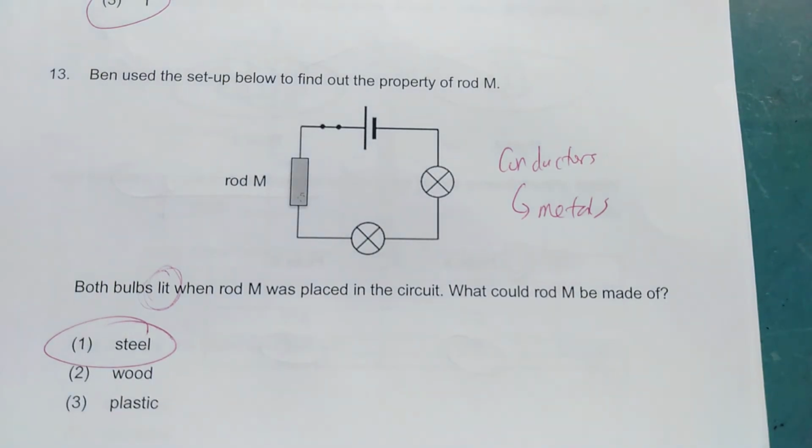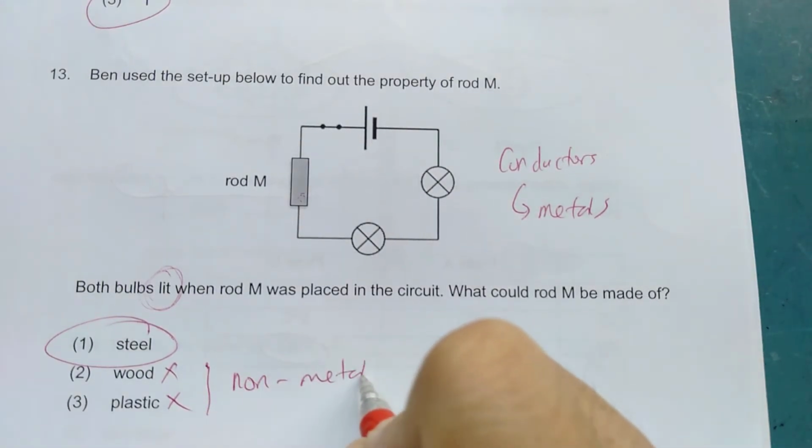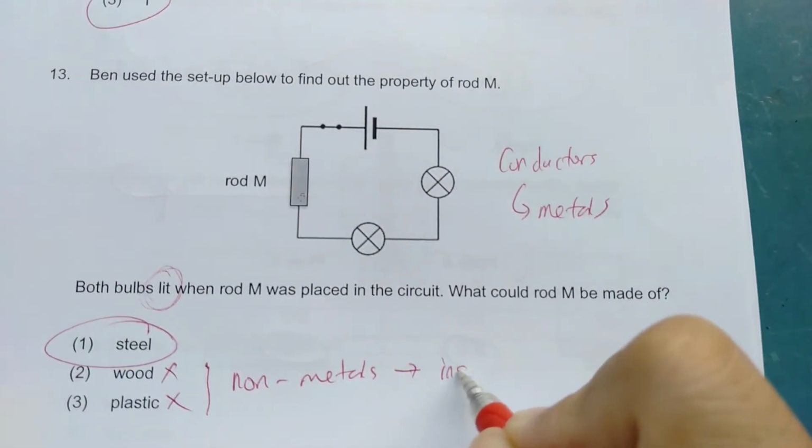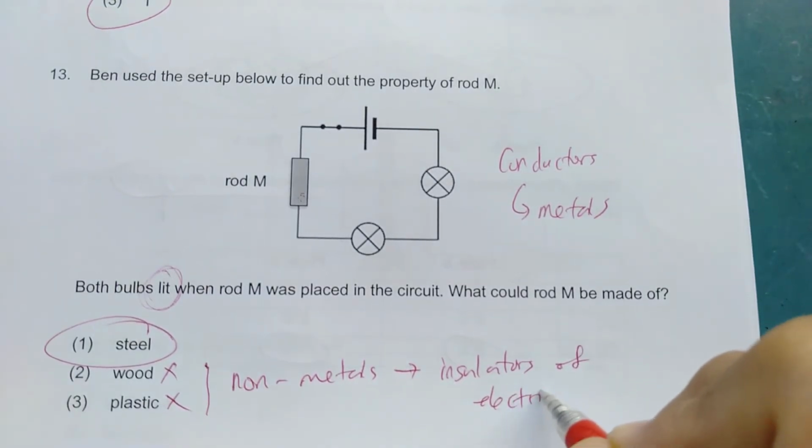Steel is a kind of metal. Wood and plastic are all non-metals. And non-metals are insulators of electricity.